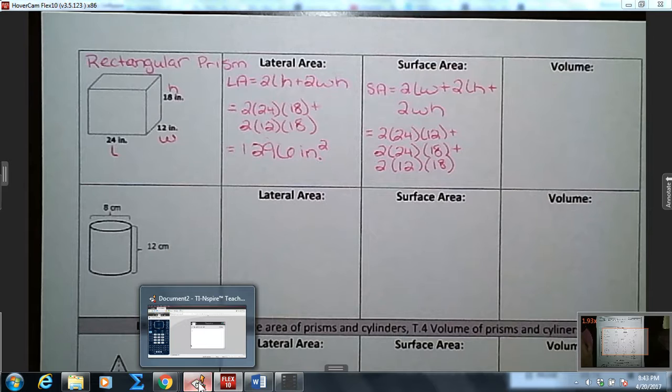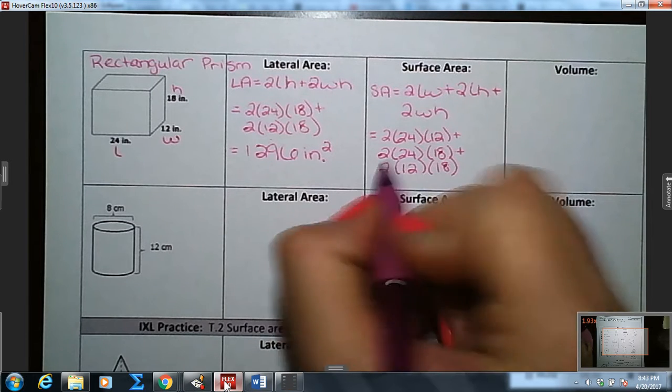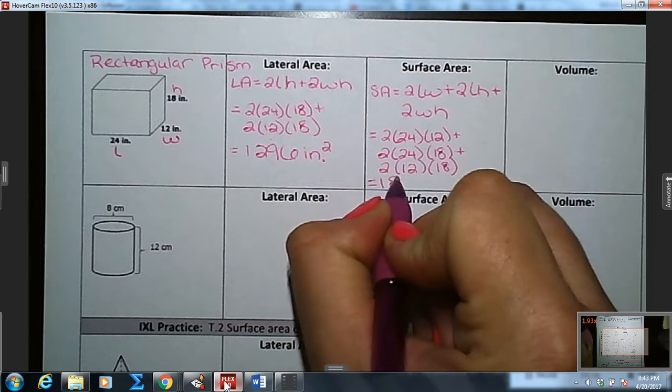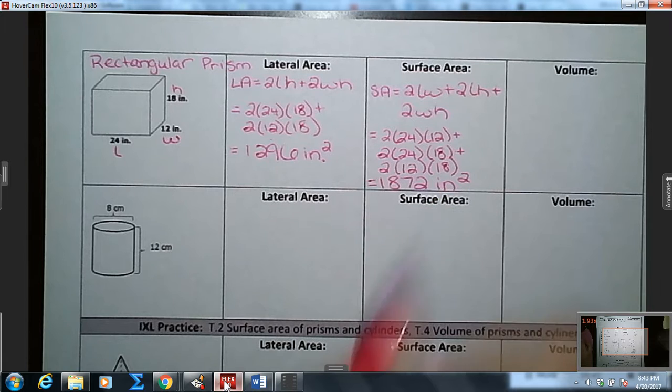Back to my calculator. 2 times 24 times 12 plus 2 times 24 times 18 plus 2 times 12 times 18. 1,872. And this is still area, so it's still inches squared.